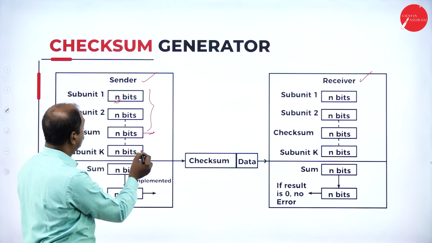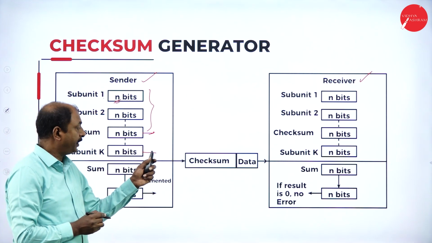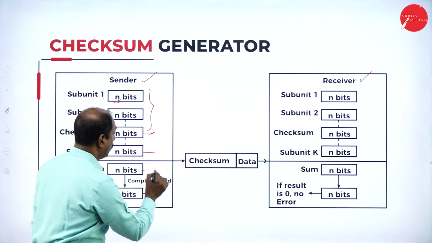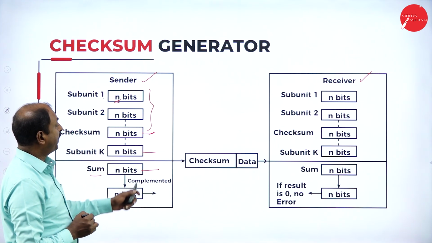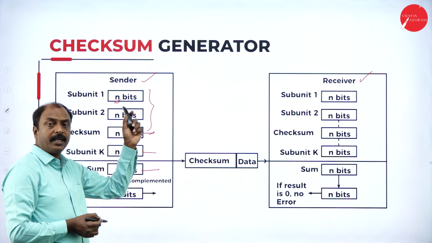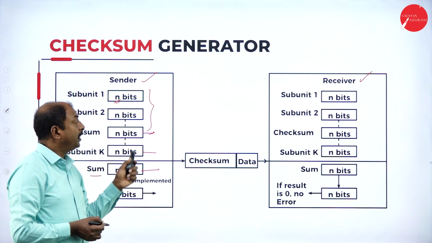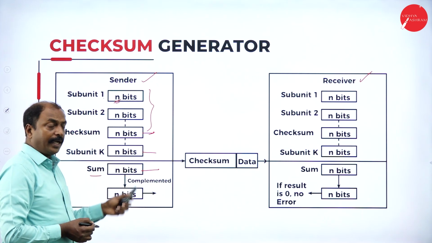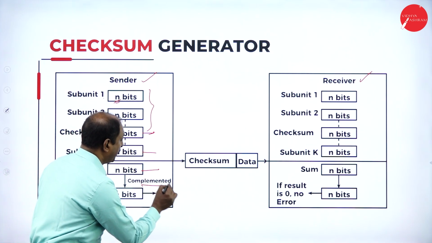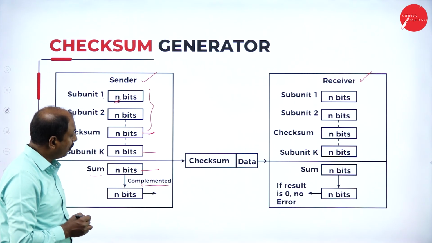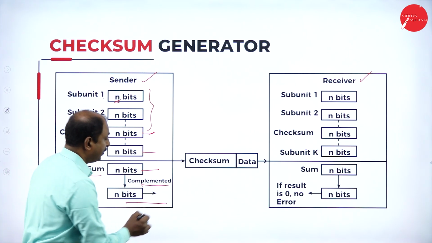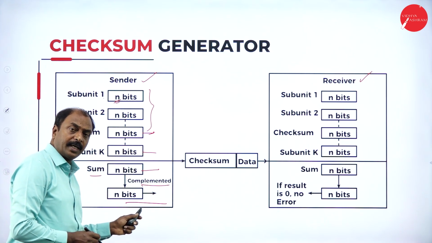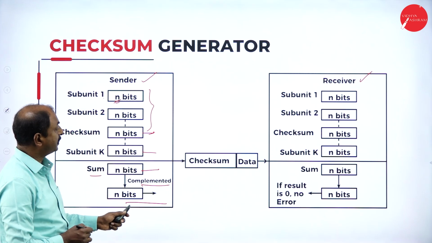So again, we add that to another section K here. So at the end, we will get a sum that is of n bits. After adding all the data from all the sections, from 1 to K sections, we'll get the sum, and this has to be complemented. Once it is complemented, it generates the checksum. That is how the checksum is generated at the sender's end, the sender system.